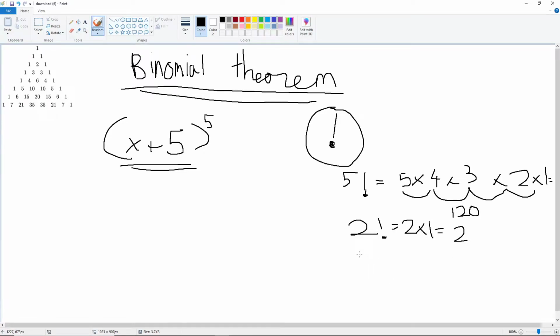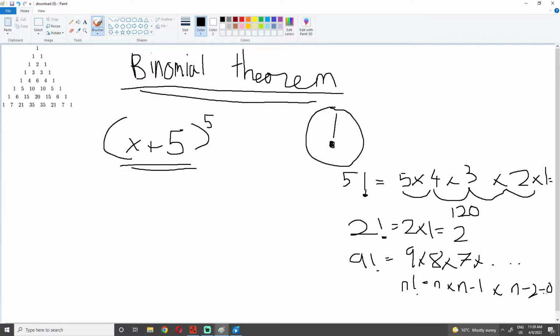Then let's say 9 factorial. This is going to be 9 times 8 times 7 times, you get the idea. It's just n factorial equals n times n minus 1 times n minus 2 all the way down to 1, more or less.